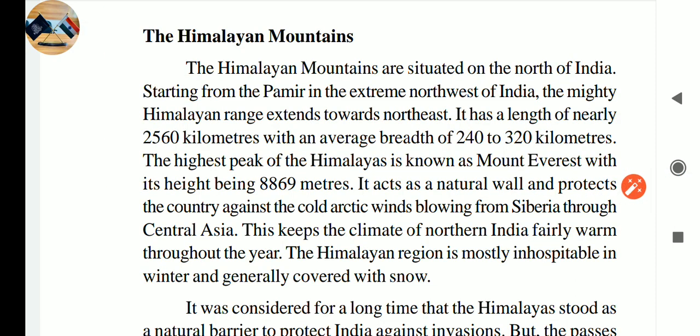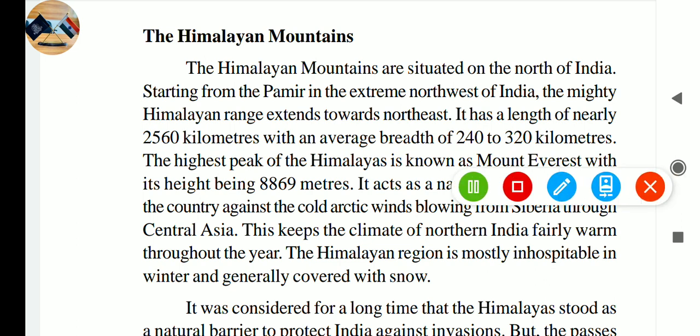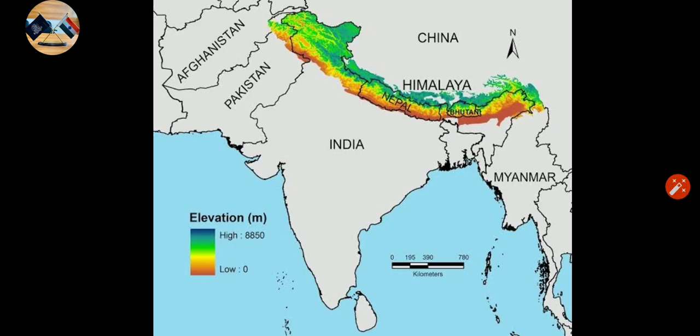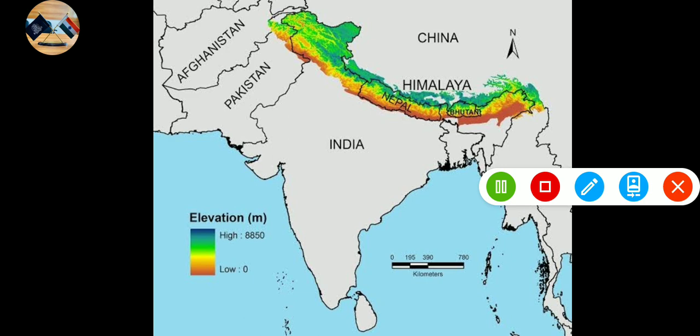Now comes the Himalayan mountains. See, as I told, we have to study geography on the map only. There only it is very interesting. So I will show you the geography part first of all. So this one I will show you.